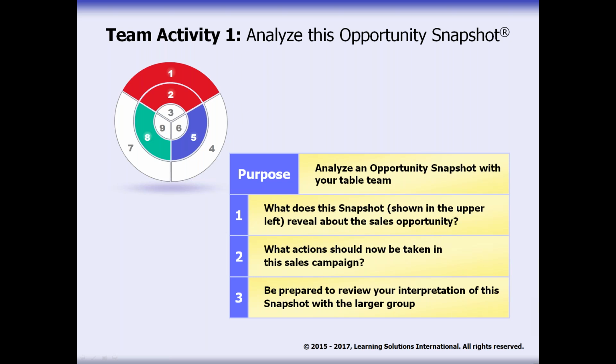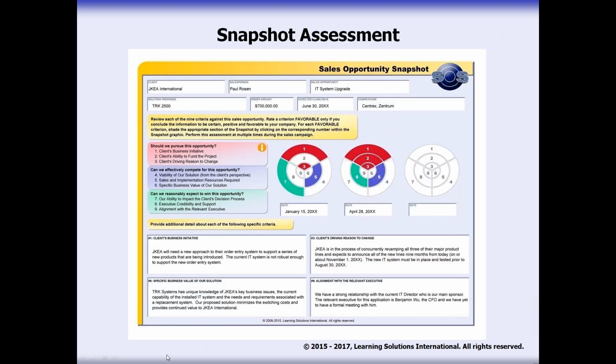Now, if you're a sales manager and you're looking at this snapshot 6 months into a sales campaign, you might have to ask some tougher questions, like why are we still pursuing this application? Do we have any chance of winning it? And that's the kind of thing that this visual process enables the sales manager to do. So I'm going to show you what this looks like.